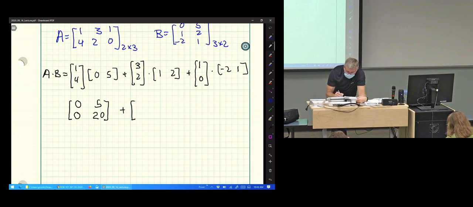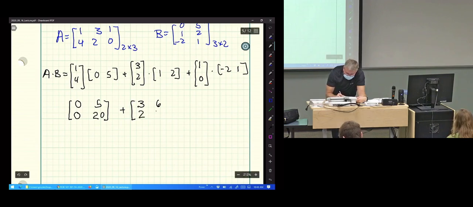Next one. We just take 3 and we multiply it times that row. So 3 times 1 is 3, 3 times 2 is 6. Now we take that row and we multiply it by 2. 2 times 1 is 2, and 2 times 2 is 4. So you just have to do a few of these and you get warmed up.